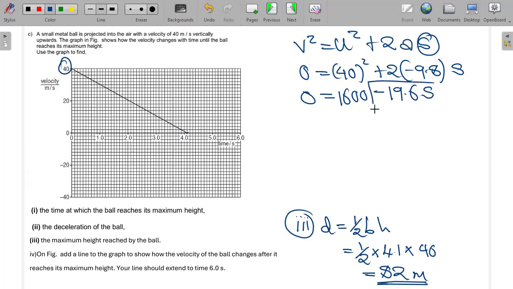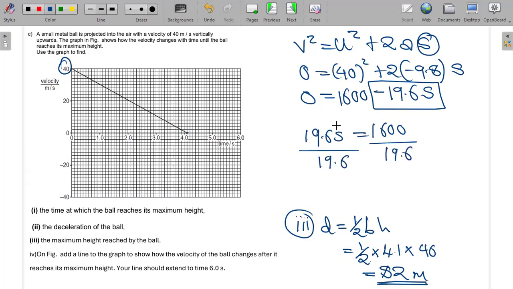So 40 squared is 1,600. So 0 will be equal to 1,600 minus 19.6 times displacement, since the acceleration is negative. I'll take this to the other side of my equation, so I'll have 19.6 times displacement equal to 1,600. Divide both sides by 19.6, that's going to cancel out. My displacement is equal to 1,600 divided by 19.6, giving me 81.6, which is the same as 82 meters. So it's as simple as that. That is part 3.